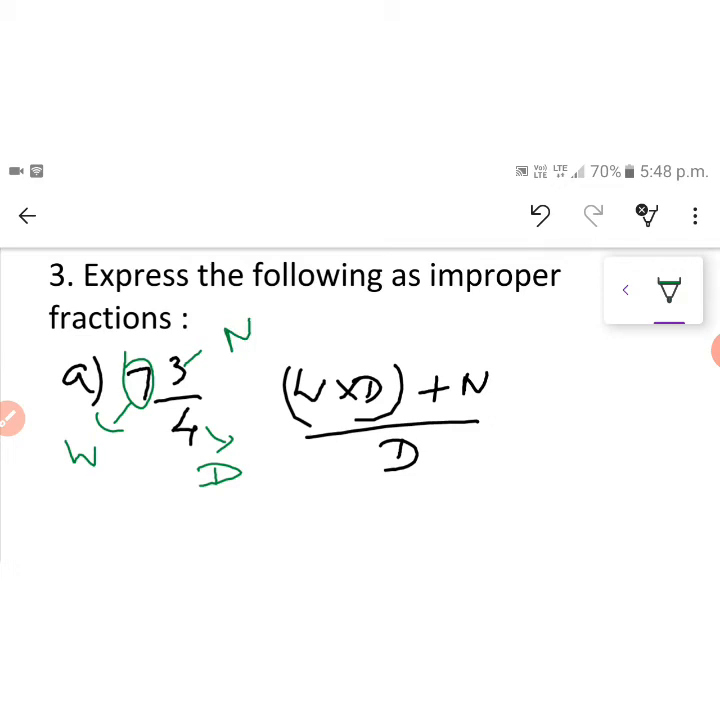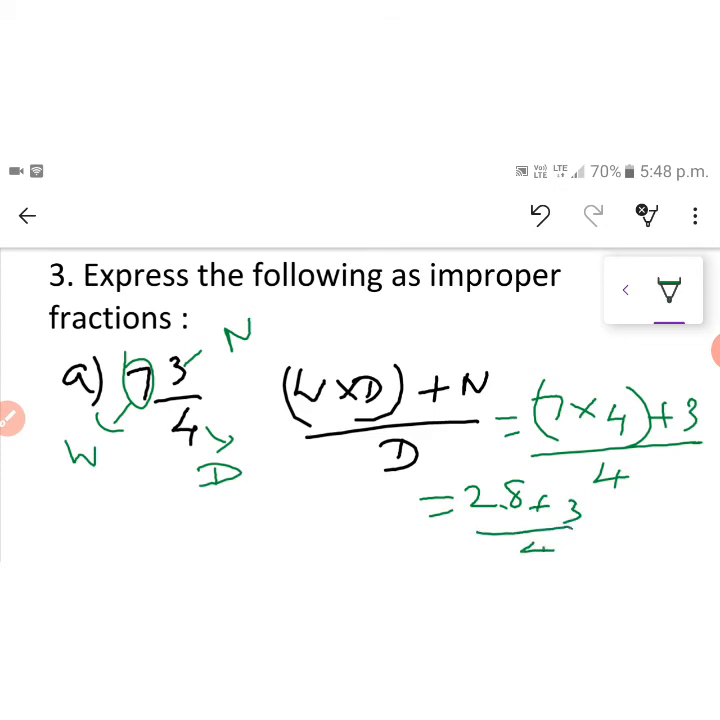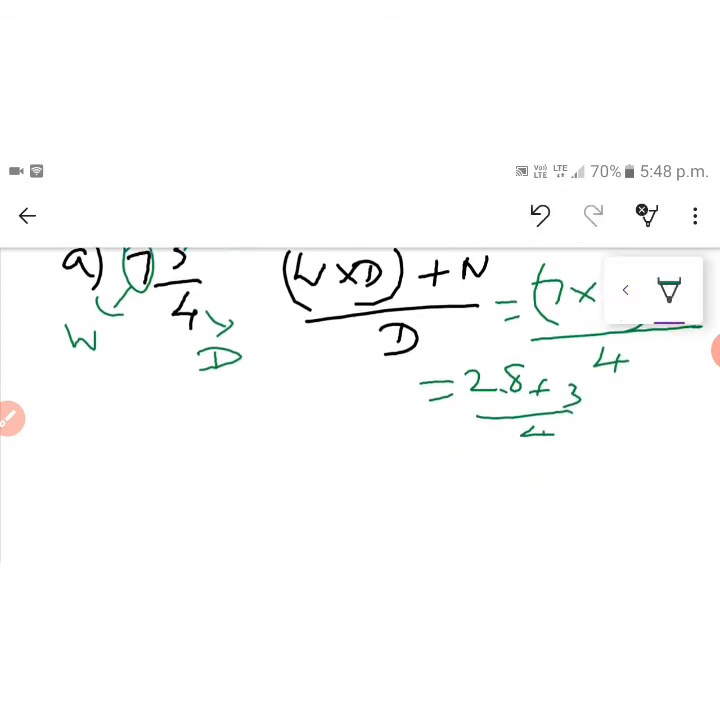Here we have to multiply whole into denominator. The whole is 7. So 7 into the denominator, which is 4, plus the numerator. The numerator is 3, by the denominator. The denominator is 4. 7 into 4 is 28, plus 3 by 4. 28 plus 3 is equal to 31 by 4.